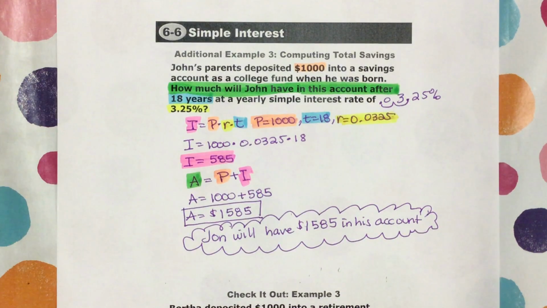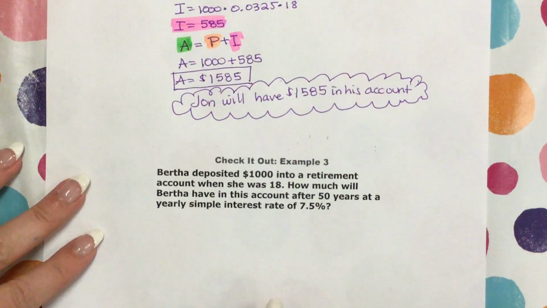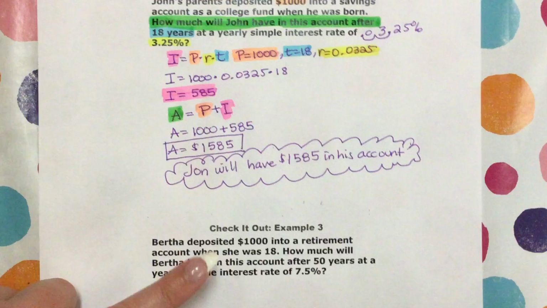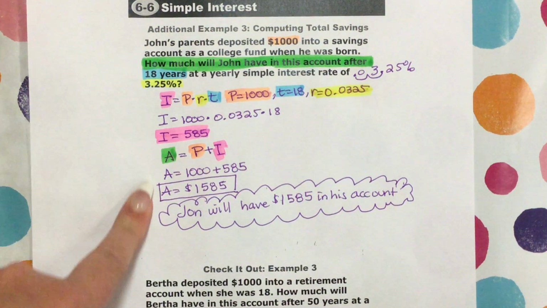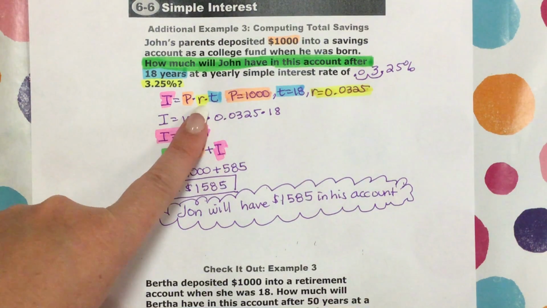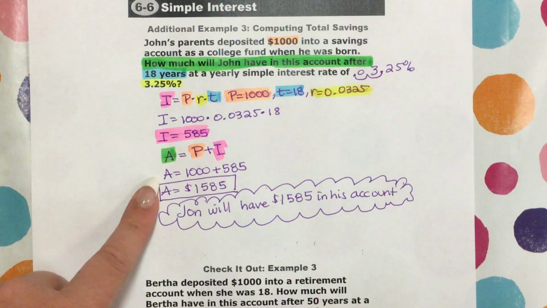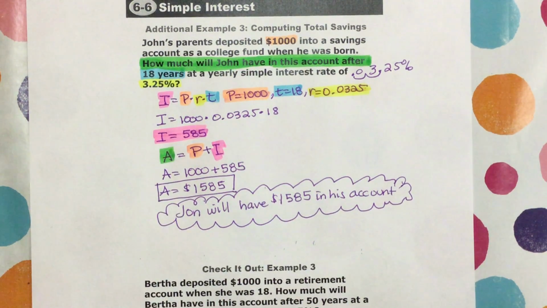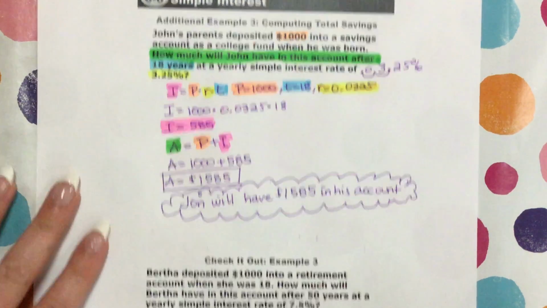So now it is your turn, ladies and gentlemen, to check it out. Before you start Check It Out Example 3, I want you to notice that it is very similar to this example, and I want you to show your work exactly like this. Write the equation, define your terms, substitute the values in, figure it out, write another equation, substitute those terms, write your answer, okay? So use this as a guide to solve this problem.